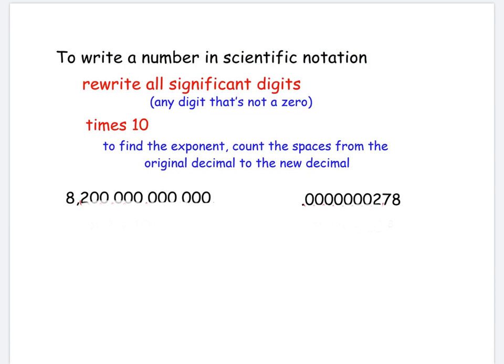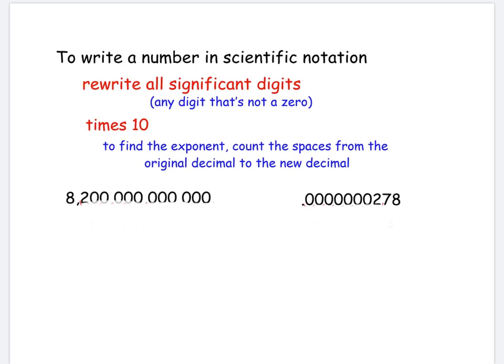Now, if you want to write a number in scientific notation, so you're starting off with either a very large number or a very small number in standard form, in order to put a number in scientific notation, you have to rewrite any significant digits. Significant digits are any digit that's not a 0. Significant is another word that means important, right? So in order for me to do that, though, I have to remember the definition of scientific notation. The definition starts off by saying it has to be a number between 1 and 10.